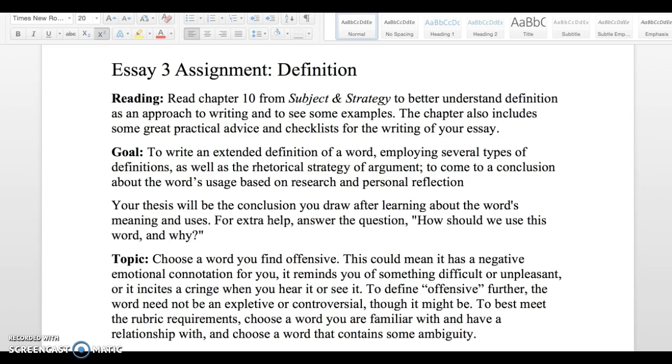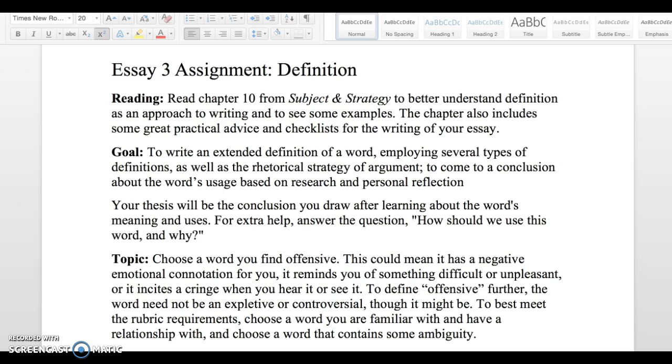Offensive could mean a lot of different things. It could be expletive, it could be controversial, but it doesn't have to be. I've had people use a word like woman before, and it's just sort of the way people say it puts the negative connotation on it.